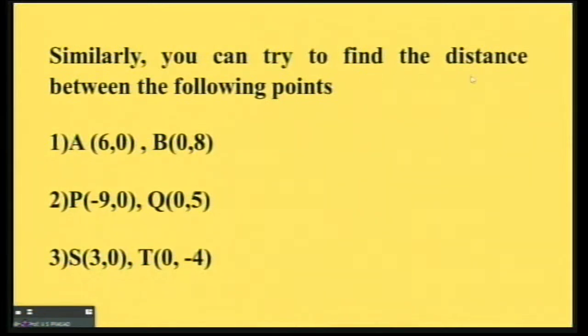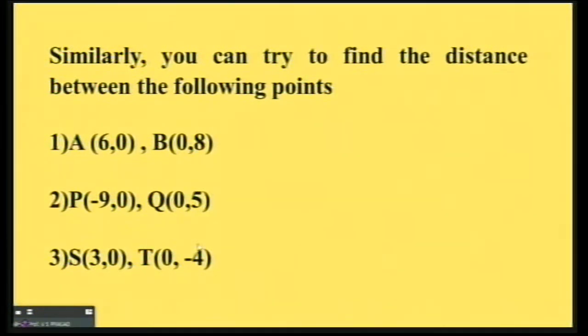Similarly, students can try to find the distance between the following points by applying the Pythagoras theorem. First problem: A (6, 0), a point lying on the x-axis, and B (0, 8), a point lying on the y-axis. Second problem: P equal to (-9, 0) on the x-axis and Q (0, 5) on the y-axis. And then S (3, 0) on the x-axis and T (0, -4) on the y-axis.